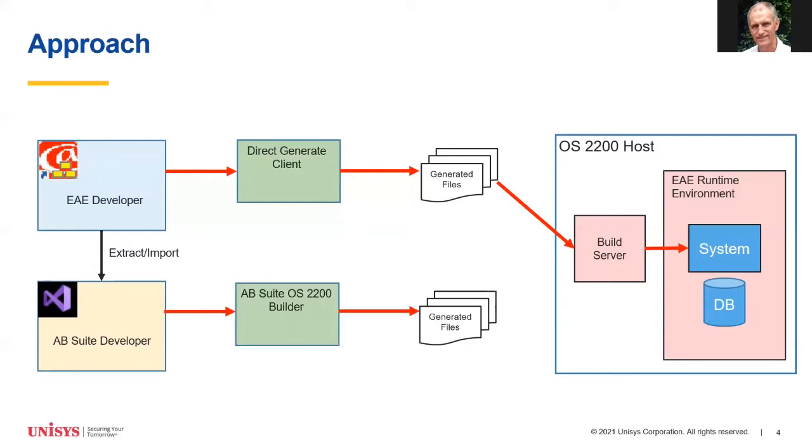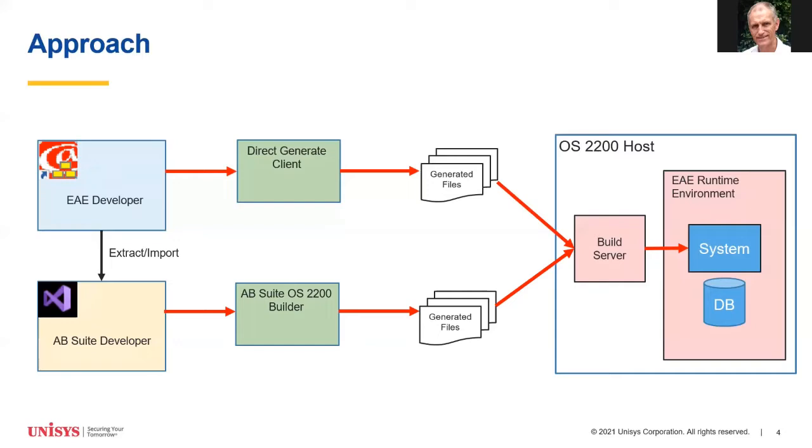Now then, for this project, the main new component that we've created is the AB Suite OS 2200 builder. And this is a new component. It will read the model out of the AB Suite developer and it will generate a set of source code files. And those source code files will be uploaded to the target host, where they're picked up by the build server and treated in exactly the same way, compiled and linked and installed into the runtime environment.